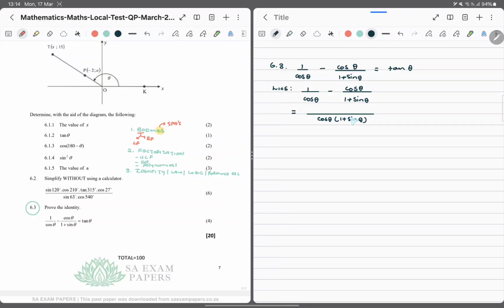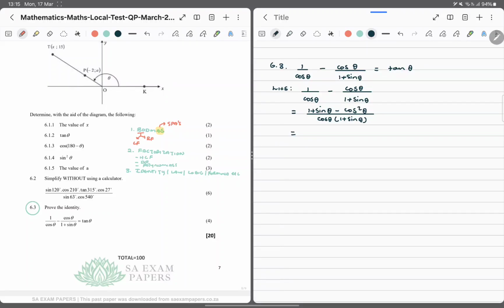Anyway, we take our LCM, we divide by the first denominator. The cos's essentially disappear by dividing into 1. Then we have 1 plus sine theta left. We multiply that to the numerator. We end up with 1 plus sine theta, minus. Then we take our LCM, we divide by the second denominator, and these two essentially divide to 1, and only cos theta is left. We multiply to the numerator, we get cos squared theta.